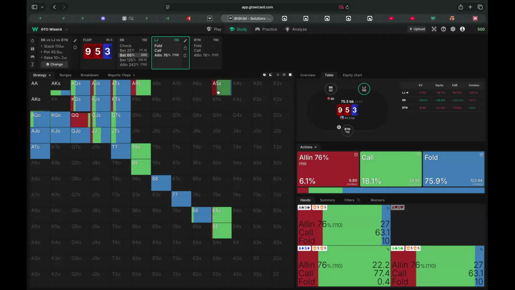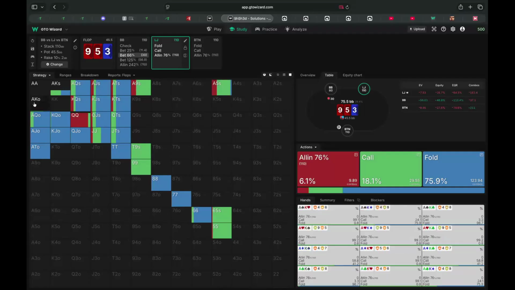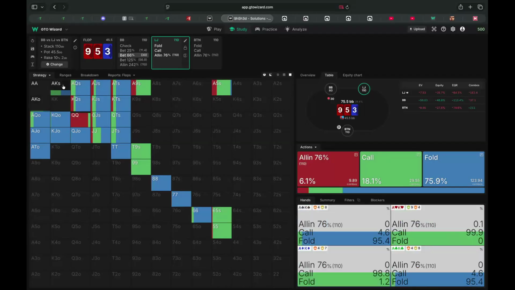Can you hover over that, for instance, the ace king backdoor? I wonder if he's calling the ace king suited. Those are the only sizes LoJack has: call or shove.